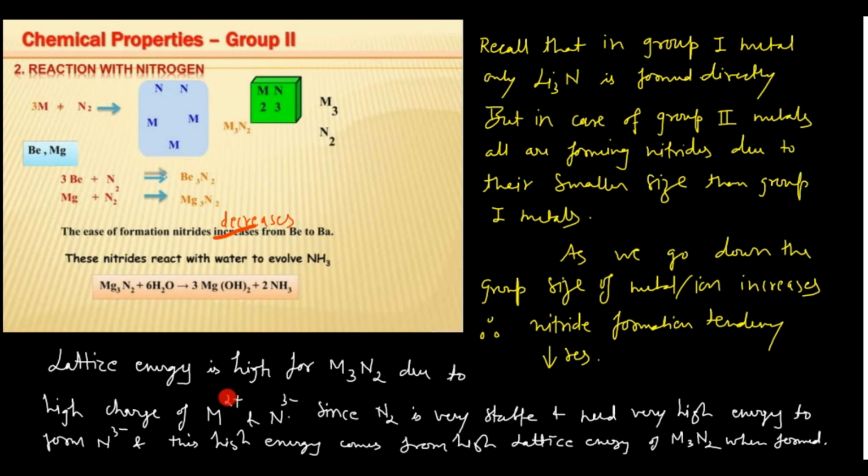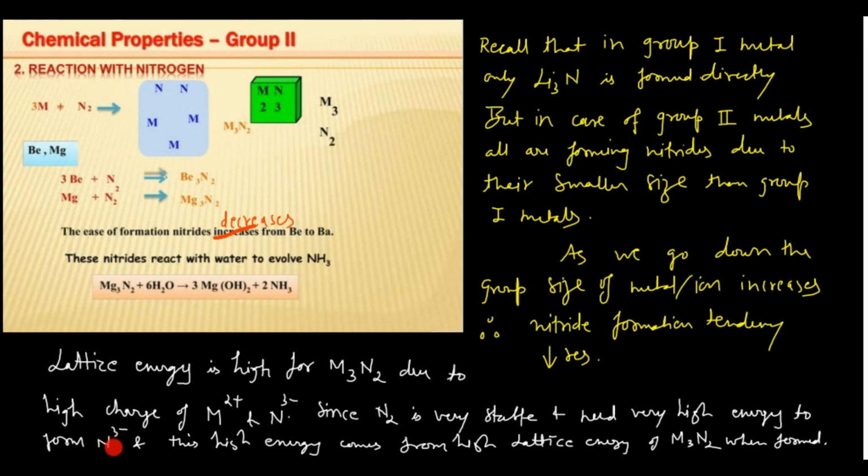The high charge is present on the metal. These metals are all 2 positive, and nitrogen is 3 negative. Due to the presence of this high charge, this crystal is very, very strong, and the lattice energy is quite high. And nitrogen is very, very stable, and we need very high energy to form N3 negative.